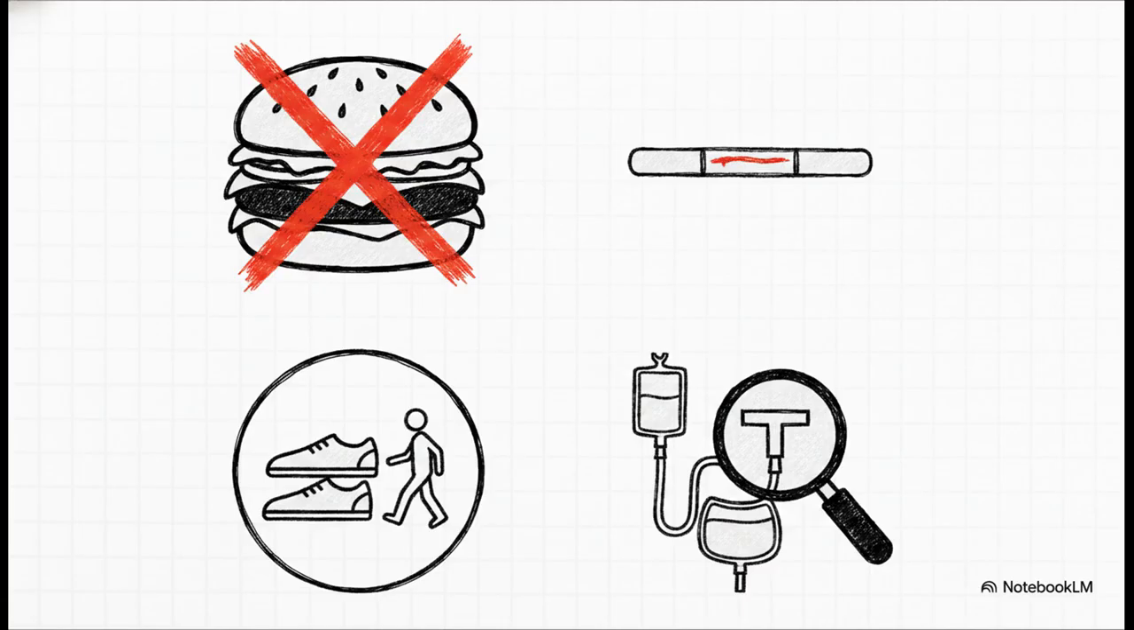Also, here is a huge post-op tip. If they had laparoscopic surgery, warn them about referred right shoulder pain. It's actually caused by the CO2 gas they use to inflate their abdomen during the procedure. Getting them up and walking, early ambulation, helps absorb that gas. Finally, for open procedures, make sure to teach proper T-tube care and closely monitor for any dangerous bile leaks.